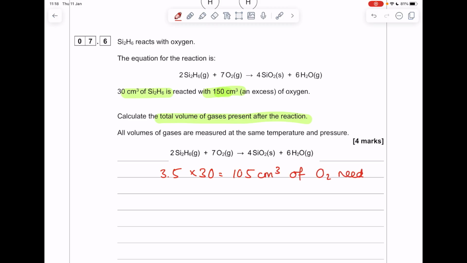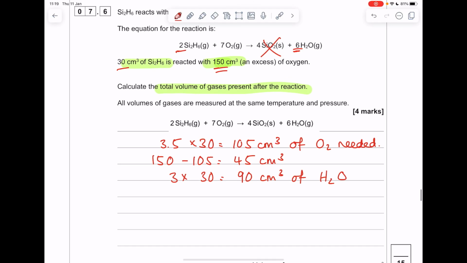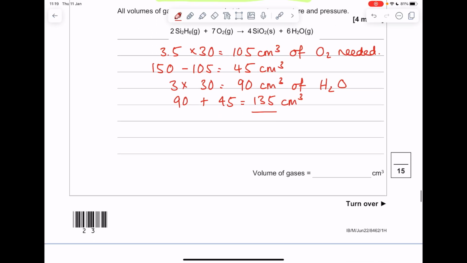We've been told it's in excess, so how much of that will be left over? It will be 150 minus that answer, which is 45 centimeters cubed left over. And then just double check what else will be present after the reaction. We can ignore that because it's a solid. Again, just check the mole connection. It's 2 to 6, so I need 3 times as much of that original volume. So I'll be making 90 centimeters cubed of water, and then I add those two numbers together to get my final volume after the reaction.